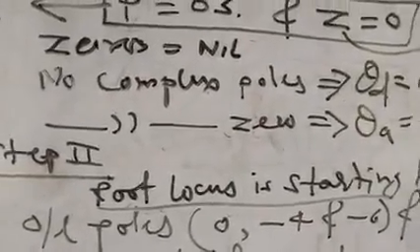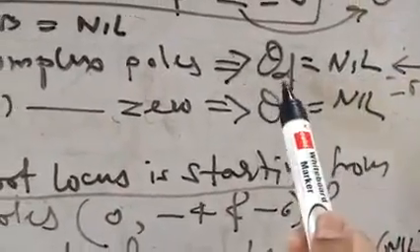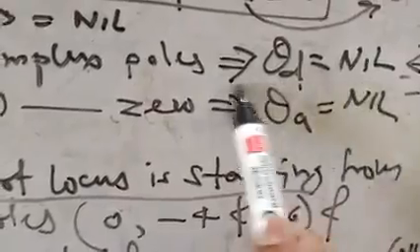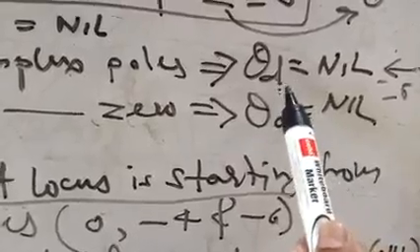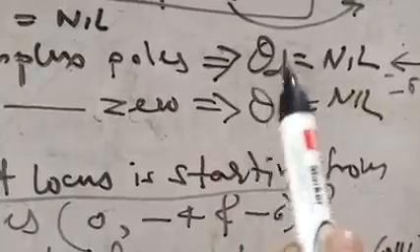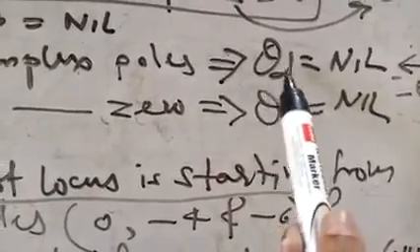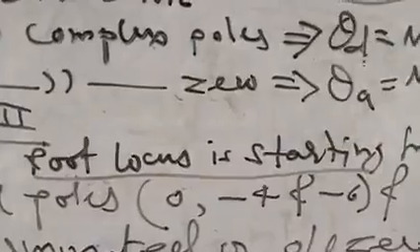Here the number of complex poles is nil, so the angle of departure is nil. This question is then very easy, because in this question we do not determine the angle of departure and angle of arrival, because no complex zero is there.